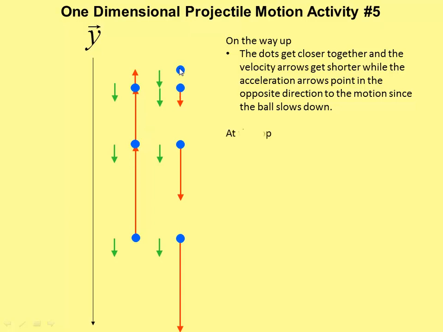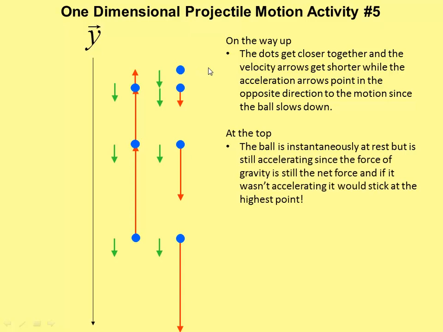At the highest point, on the other hand, the velocity is instantaneously 0. The ball is at rest, but it doesn't stay at rest. It's still accelerating. And notice it's accelerating the same as it is on the way up and the way down. These acceleration arrows are constant.